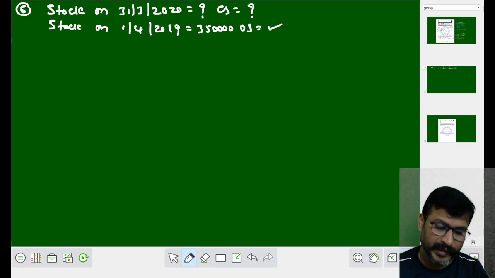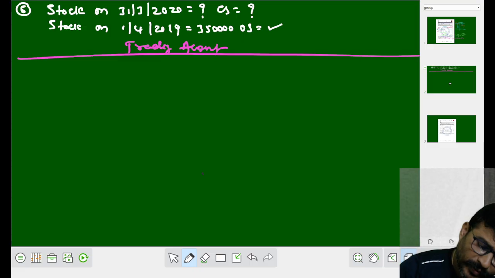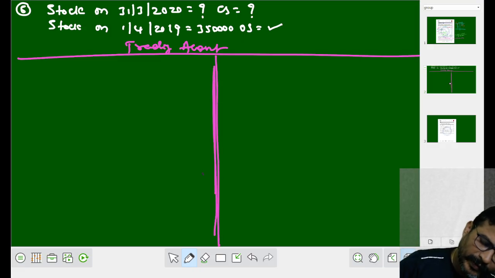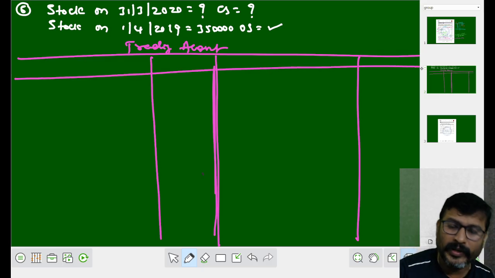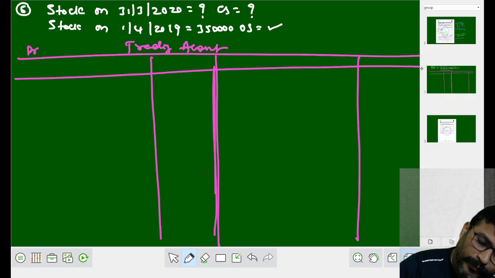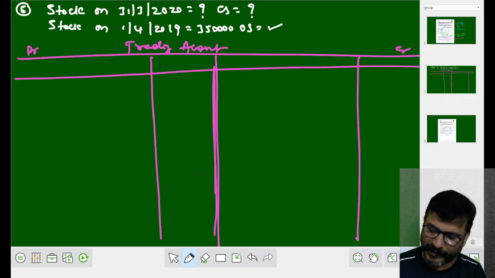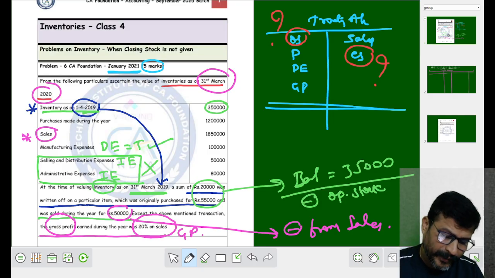See, my dear student, now let us get ready with the format of the trading account. As I told you, we can find the value of stock under two methods. One is by preparing the trading account, another by preparing a statement method. But I prefer to go for the trading account method. Fine. Shall we start? See what happened here. Inventory on April 2019, 3,50,000.